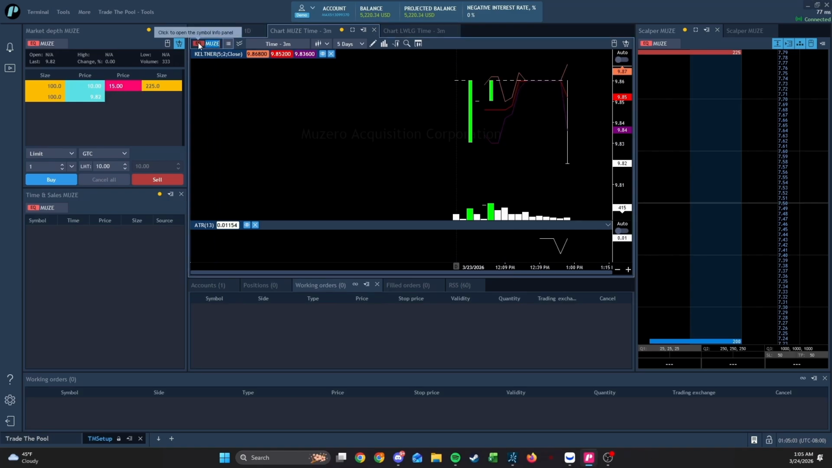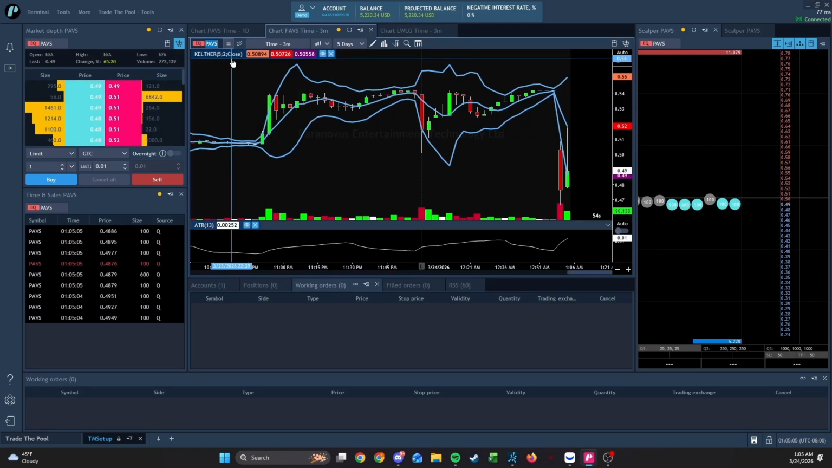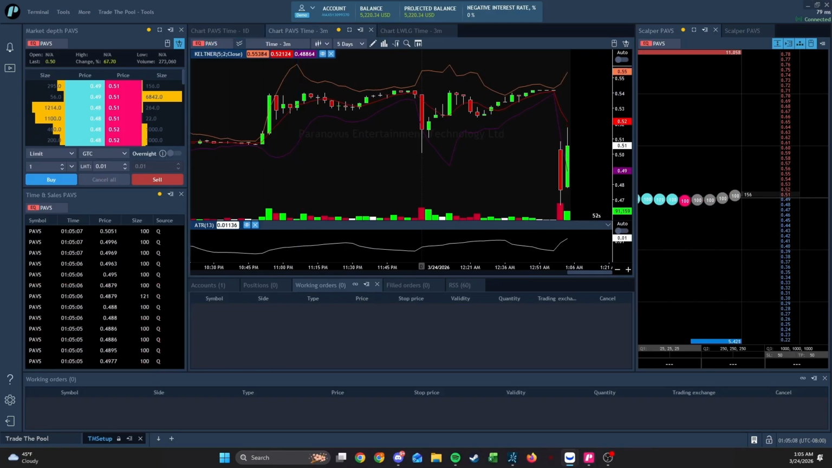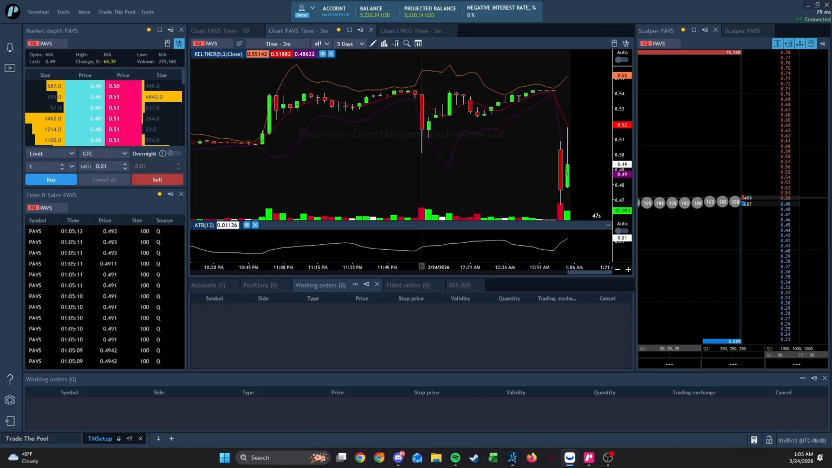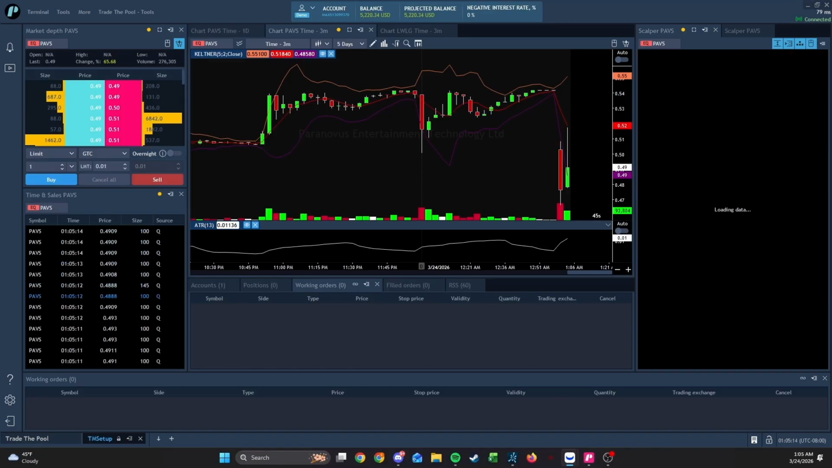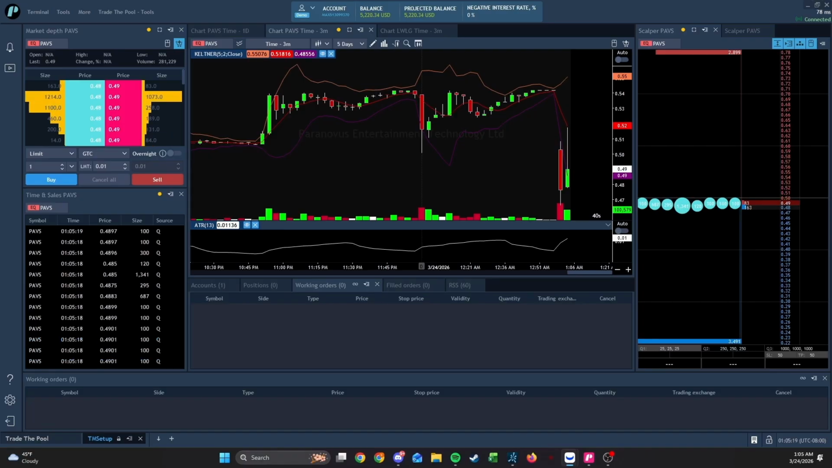So I pull up MUSE here and notice the spread. It's 10 to 15 on the top left there, that market depth. I'm gonna come back to MUSE, but ended up looking at PAVS. Not a lot of room again, so that 10-cent rule for Trade the Pool is obviously a limitation.